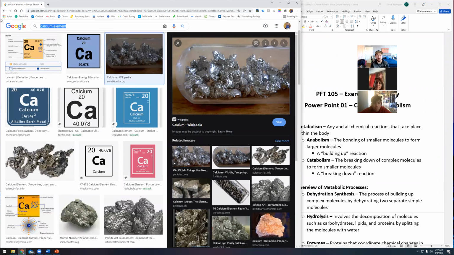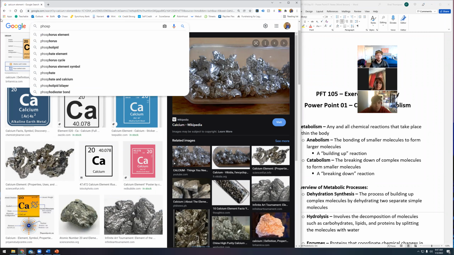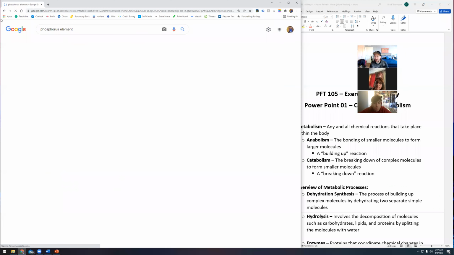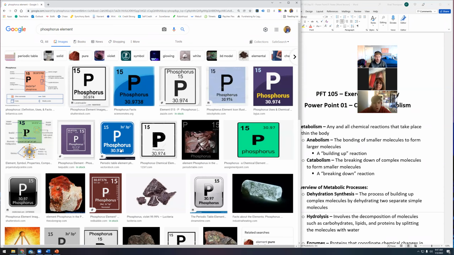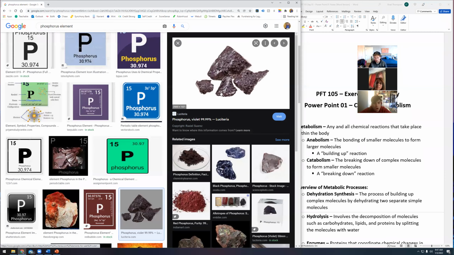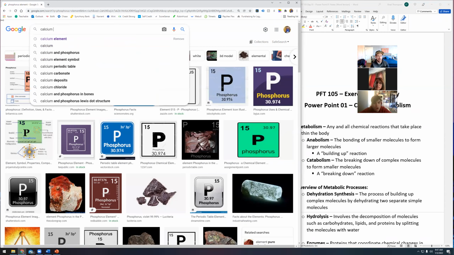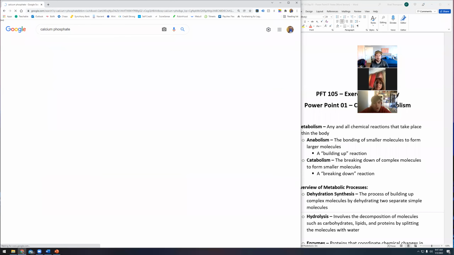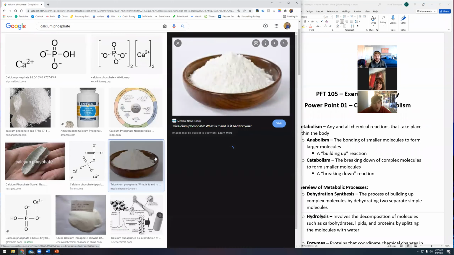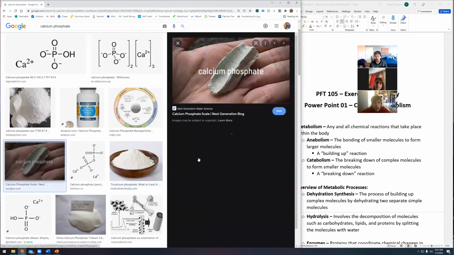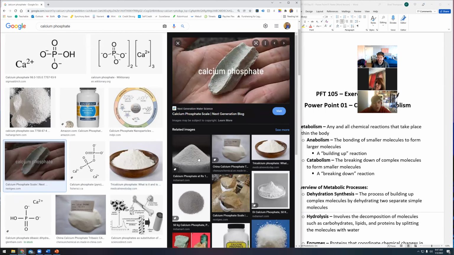And if you look at phosphorus, by the way, which is what they use in fireworks, phosphorus looks like this. So you take those two and you put them together and you end up with what's called calcium phosphate. And that looks like this. And that's what makes up your bones. So inorganic materials, metals, rocks, things like that.